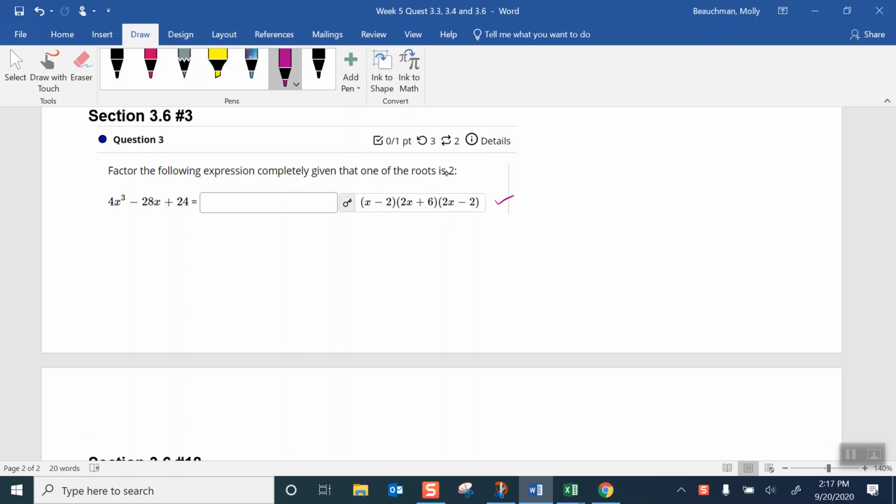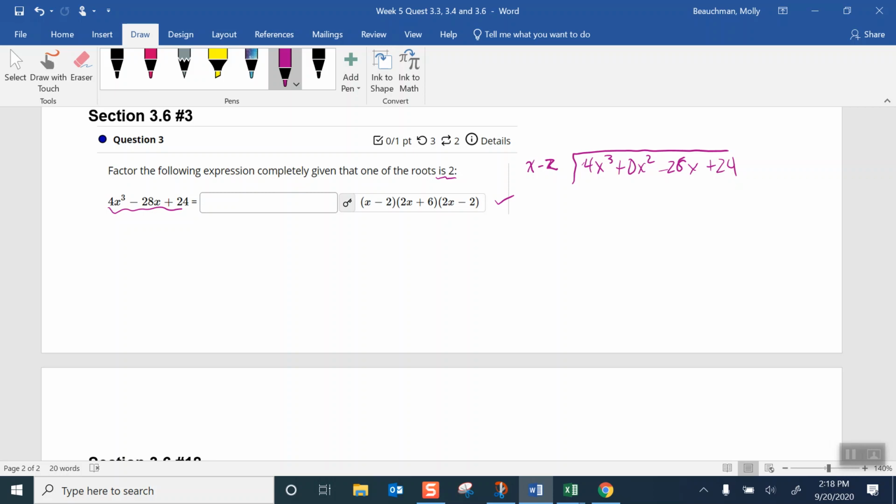So if we're given that one of the roots is 2, we know that x minus 2 is a factor. So what we want to do is divide this expression by x minus 2. We're going to do either long division or synthetic. I'll set it up. We have 4x to the third. There is not an x squared term, so we need to put a 0 to hold that place. Minus 28x plus 24.